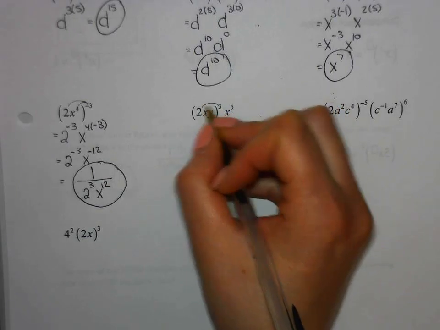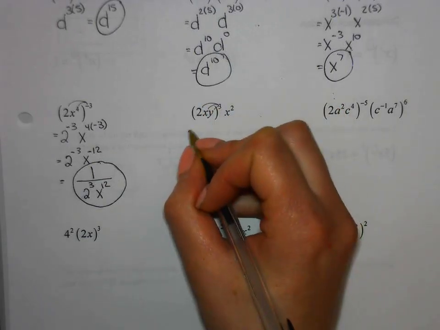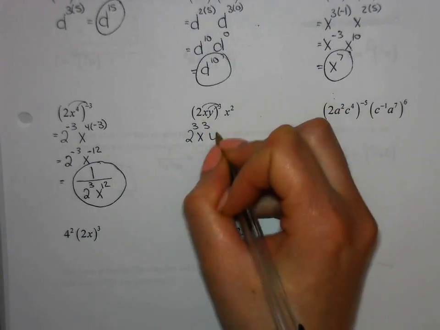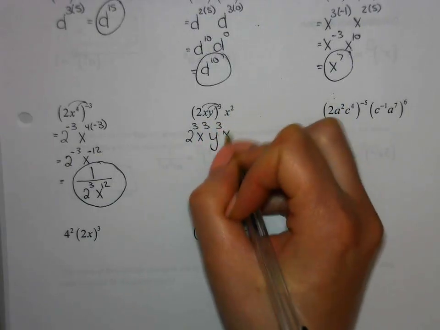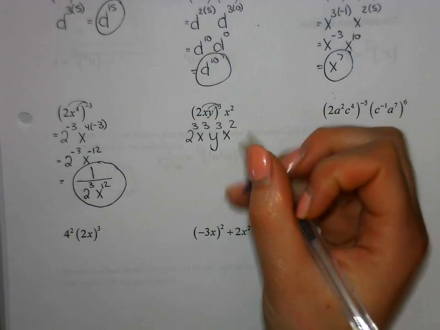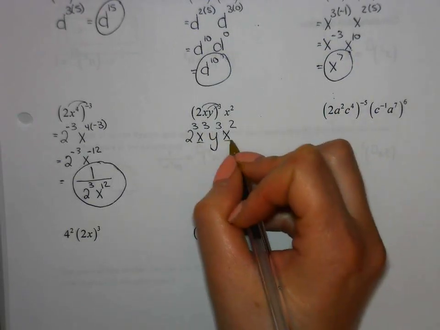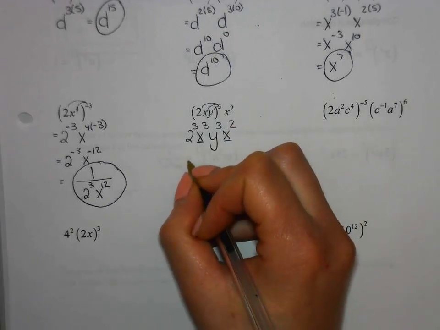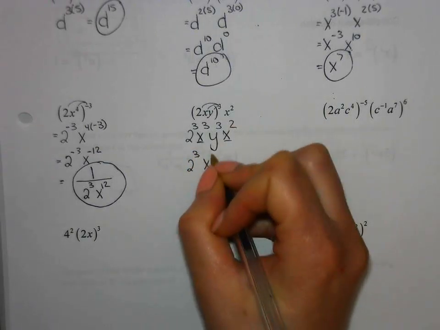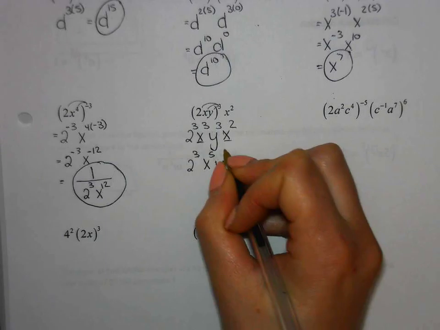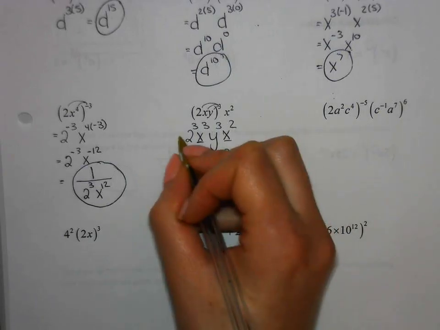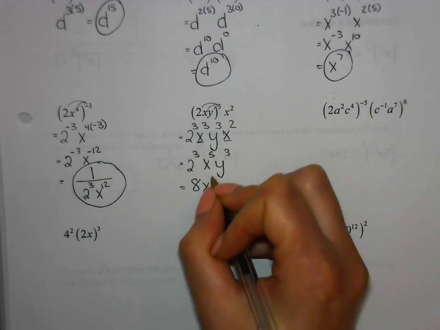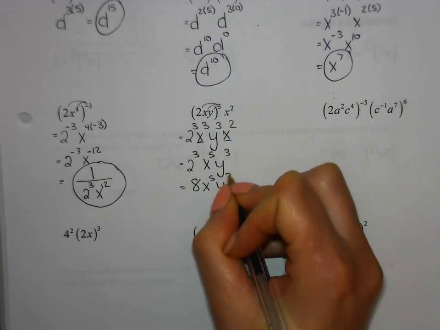Once again, we have a power of 3 on this product, so it's 2 to the third power times x to the third power times y to the third power, and then we still have our x squared. So we have like bases, x and x, so if we have x to the third times x squared, we add our exponents. So we have x to the fifth power, y to the third, and lastly, 2 to the third power equals 8, so it's 8x to the fifth times y to the third.